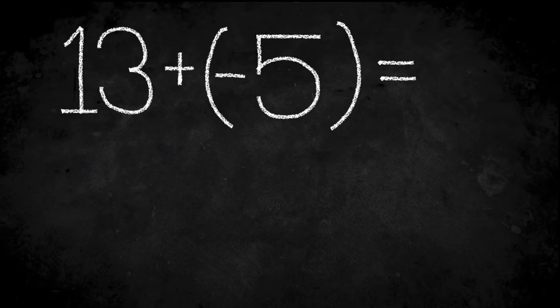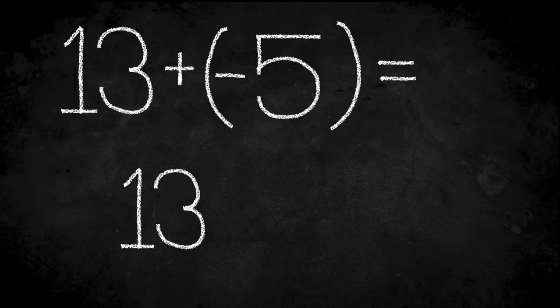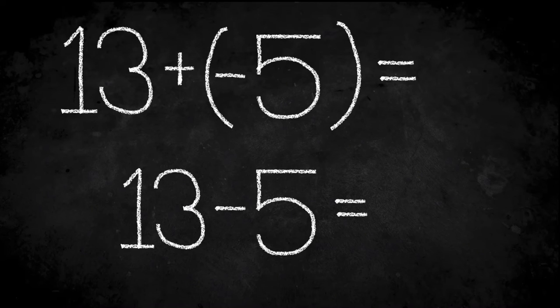Last but not least, we have 13 plus negative 5. 13 stays the same. Instead of adding, we subtract, and negative 5 becomes 5. And 13 minus 5 equals 8.